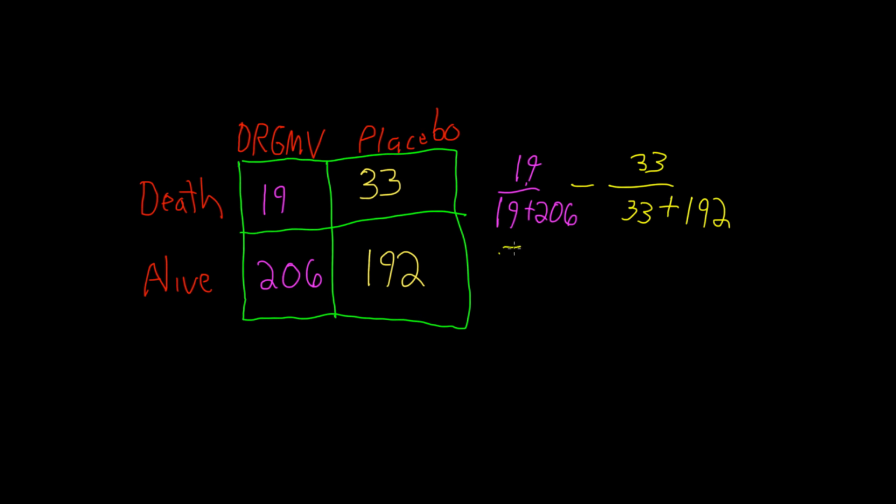The negative 0.062 is our proportion, or 6.2% reduction. So what does this mean? It means that Dr. Giuliano's multivitamin reduced the absolute risk of death by 6.2%.